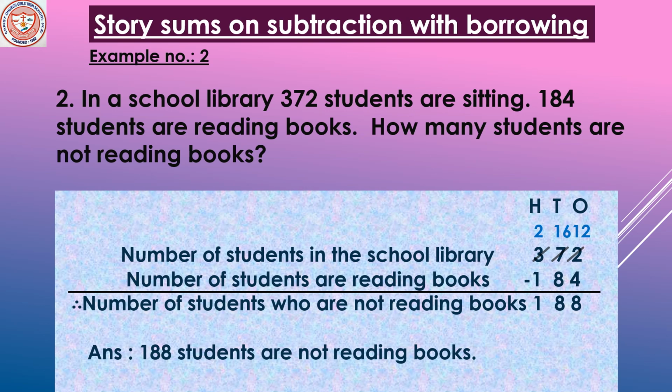We borrowed 100 from 300. So in the hundreds column there will be 200 left, isn't it? And 100 is already there. So step number 3, subtract the hundreds. In the hundreds column there are 200 and 100. So 200 minus 100 is equal to 100. Now write 1 in the hundreds column.